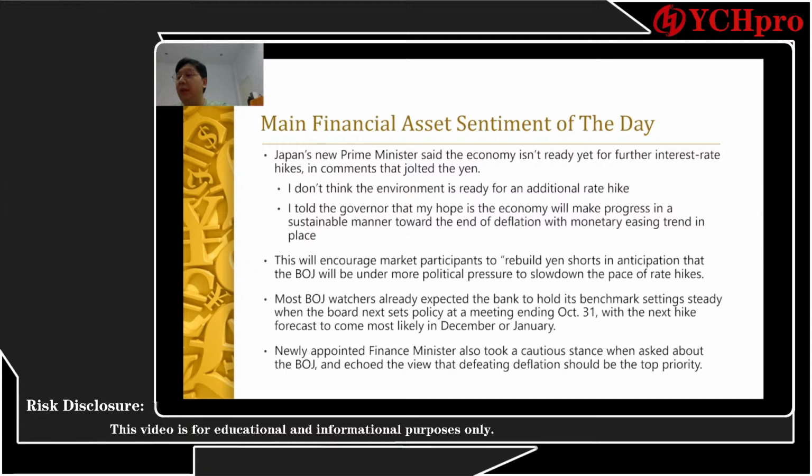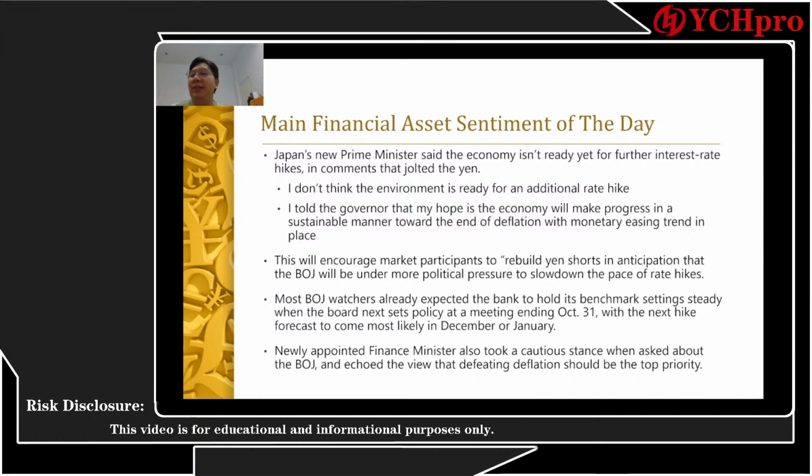And what we are currently looking at is the possibility of the weakening of the yen. Okay, and as a result, a lot of the BOJ watchers have been expecting that they will just be keeping interest rates at the same level. They won't be hiking interest rates. Even the newly appointed finance minister also took a cautious stance when asked about the BOJ's plan and echoed the view that defeating deflation should be the top priority itself. Okay, so that's why we are seeing that the Japanese yen weakened from yesterday until today.